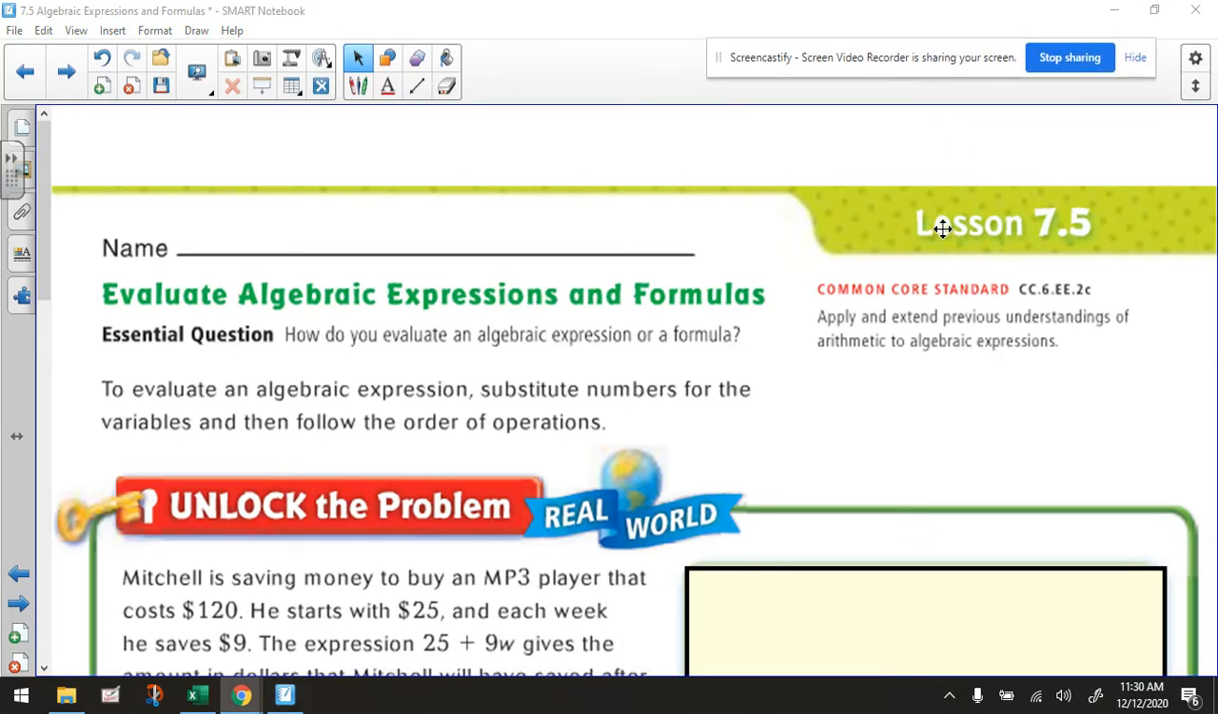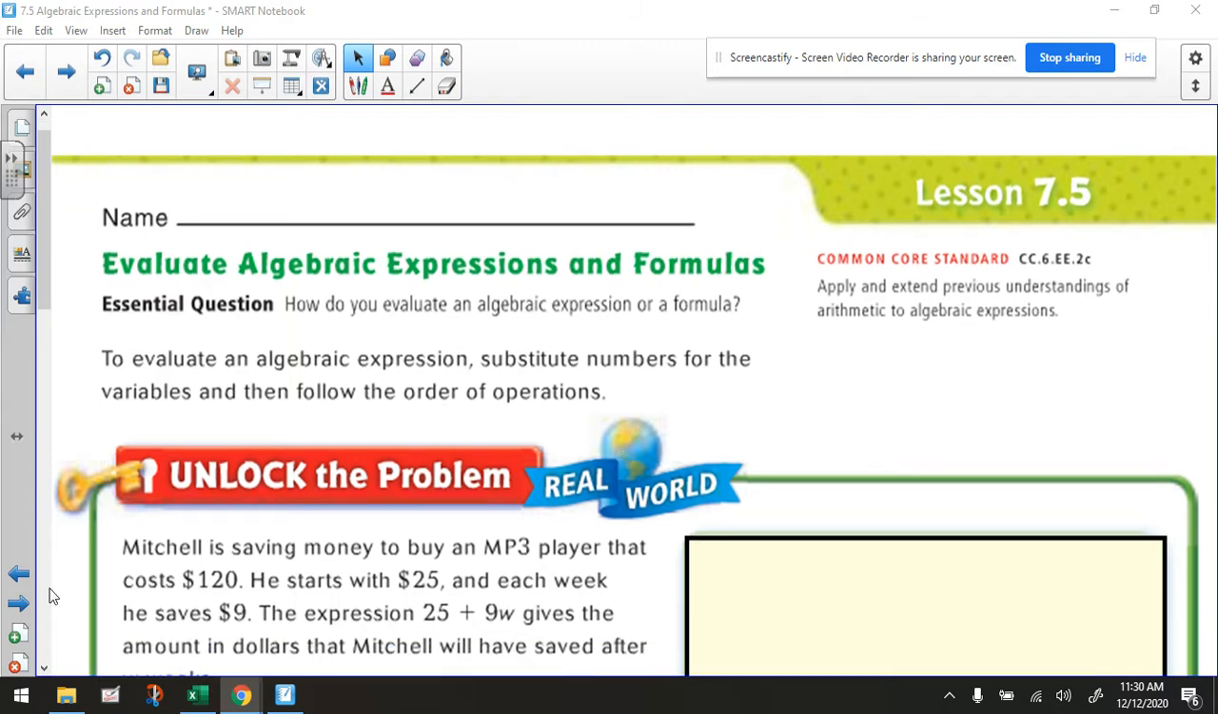We're taking a look at lesson 7.5 on evaluate algebraic expressions and formulas. The essential question that we're going to be answering is, how do you evaluate an algebraic expression or a formula? To evaluate an algebraic expression, substitute numbers for the variables and then follow the order of operations. Let's come back to this problem.